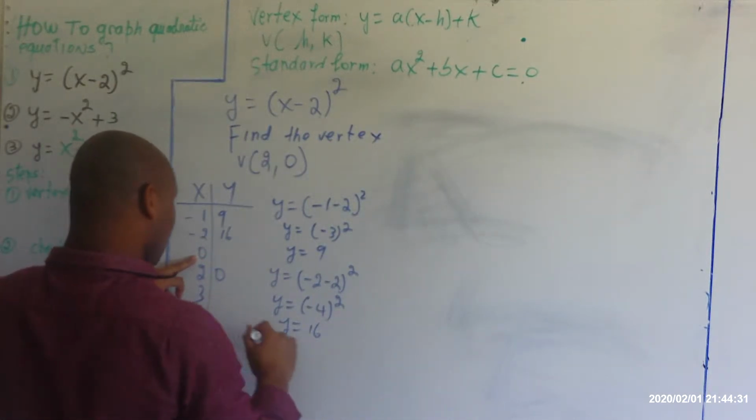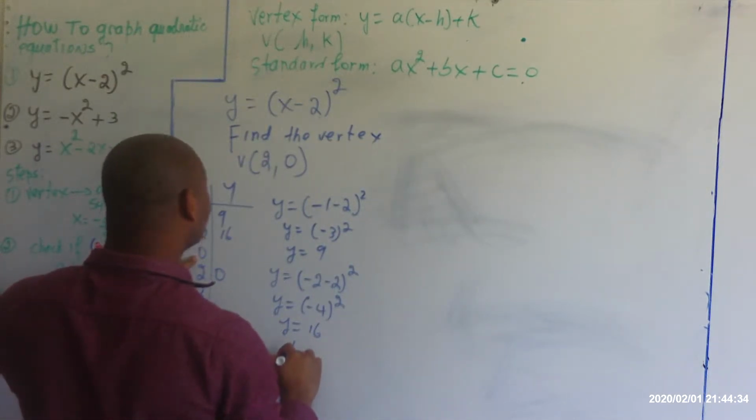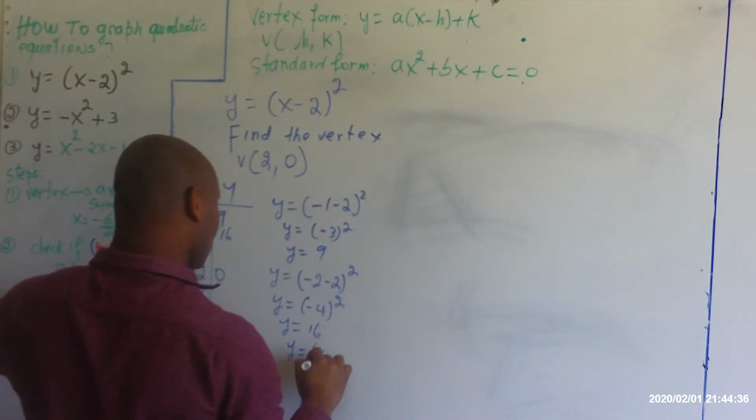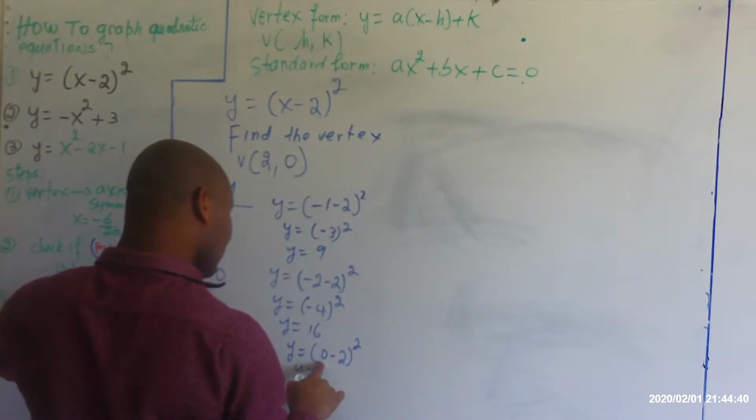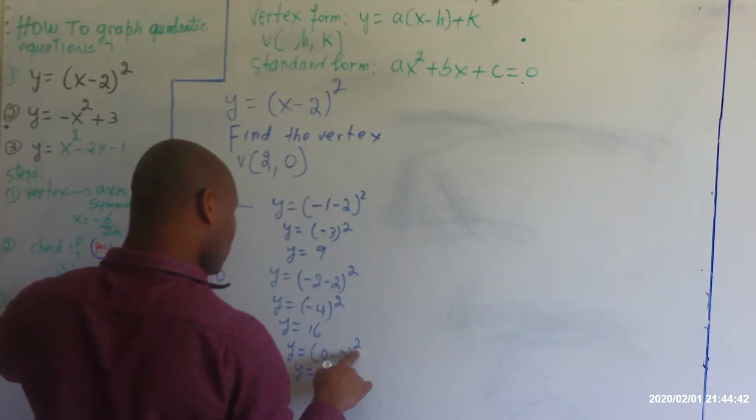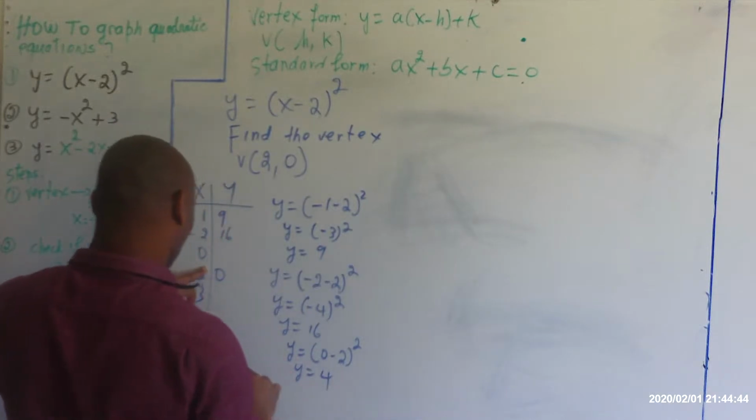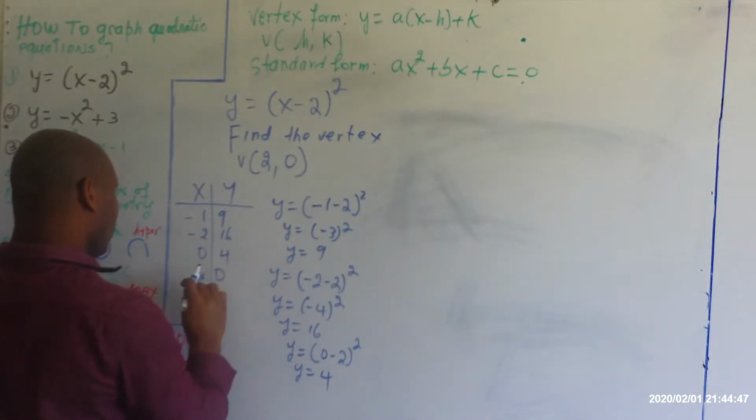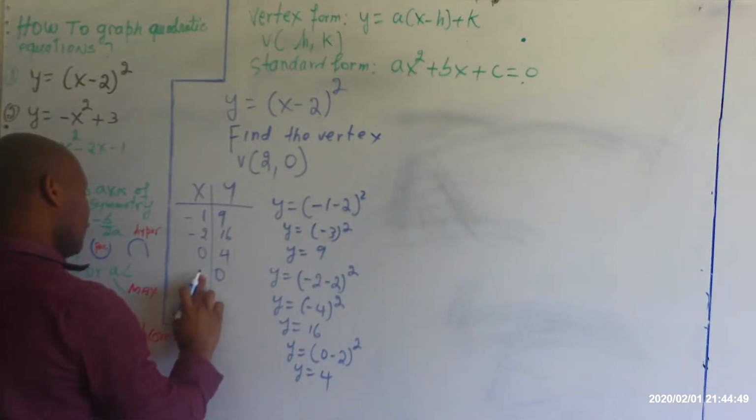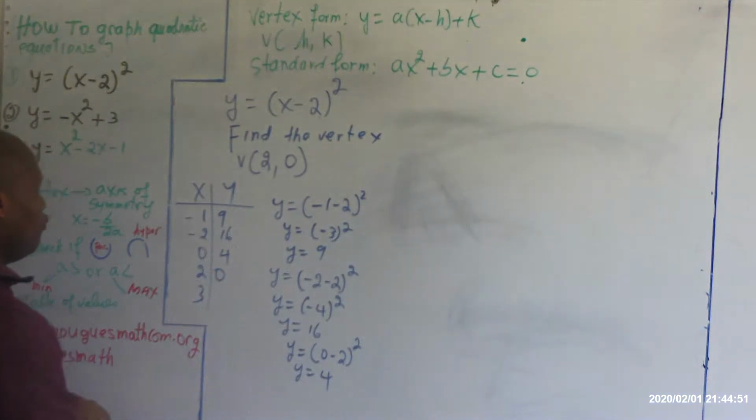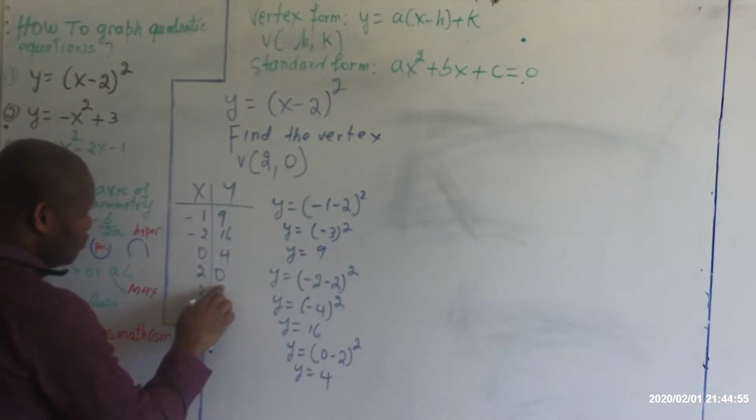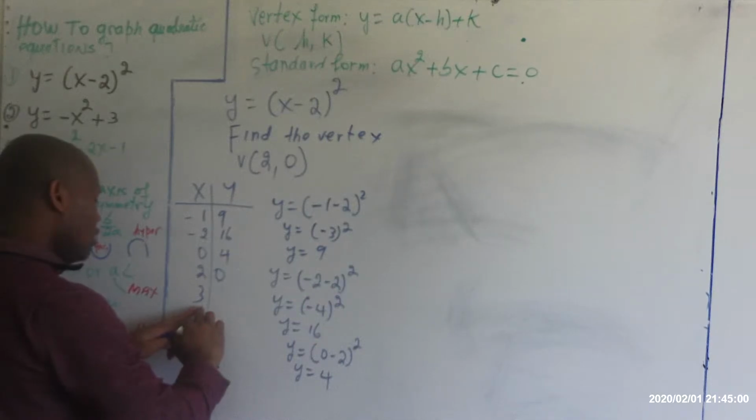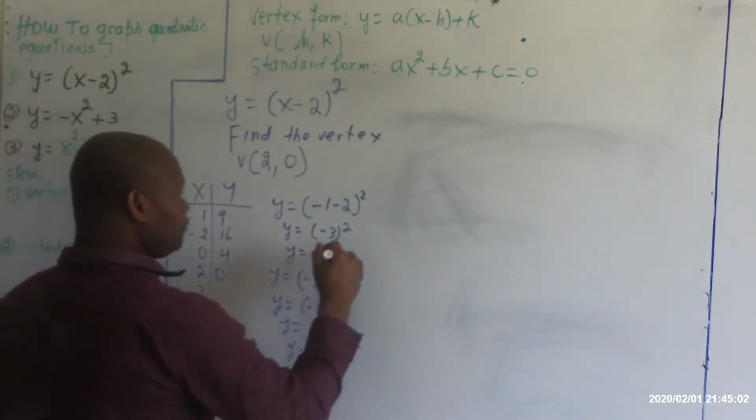So we have 0. Let's plug in 0. 0 minus 2 is negative 2, to the power 2. That's going to be 4. Perfect. We already had 2, 0. That's the vertex. So now we only need 3. Let's use 3.